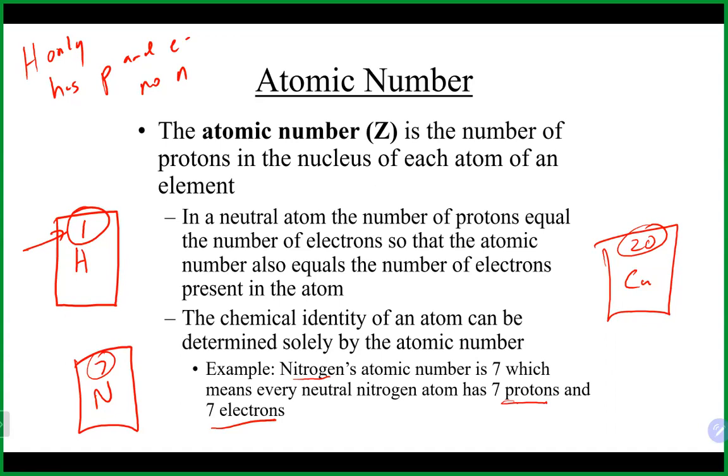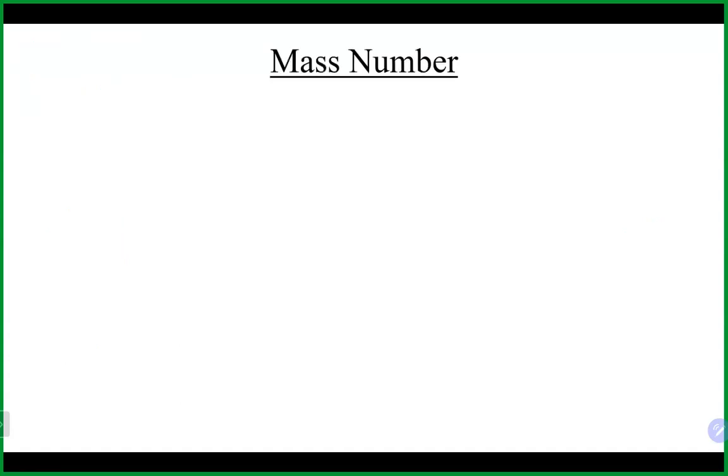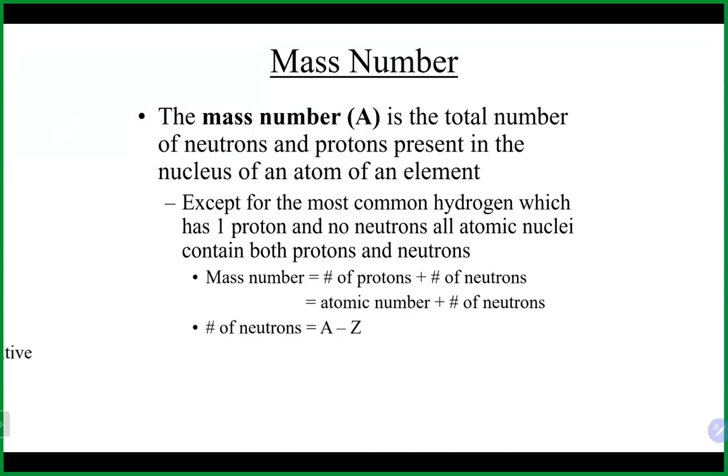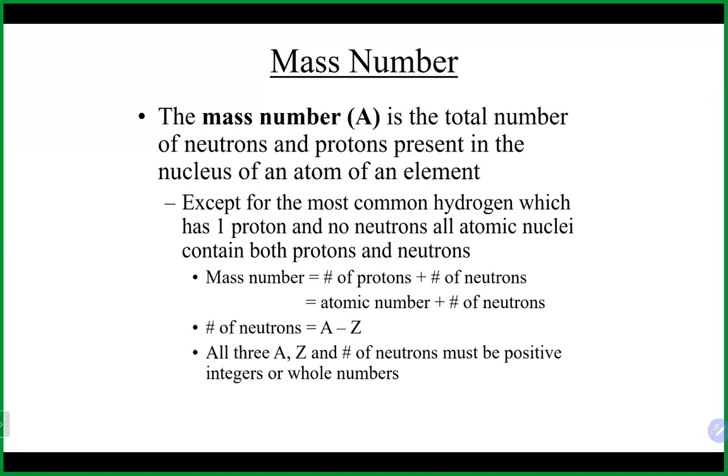Any questions on that? The next important number is the mass number, and the mass number is sometimes abbreviated with an A. And it is the number of neutrons and protons, or protons and neutrons, that you find in an atom. Now, with that together, we have our mass number, which is basically our number of protons plus our number of neutrons.